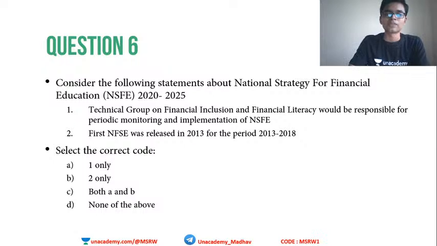Sixth question. This is about the National Strategy for Financial Education, NSFE. 1. The Technical Group on Financial Inclusion and Financial Literacy would be responsible for periodic monitoring and implementation of NSFE. 2. The first NSFE was released in 2013 for the period of 2013 to 18. Select the correct code. National Strategy for Financial Education.